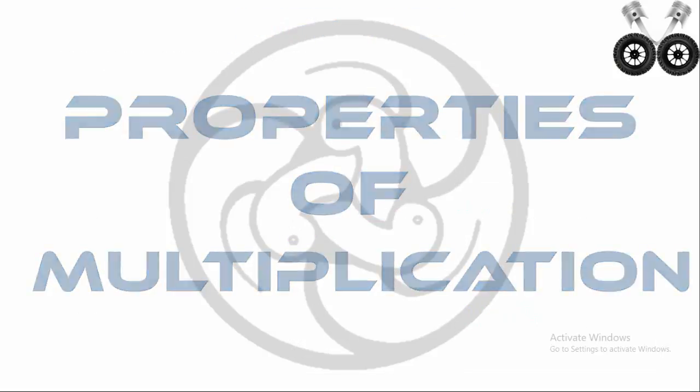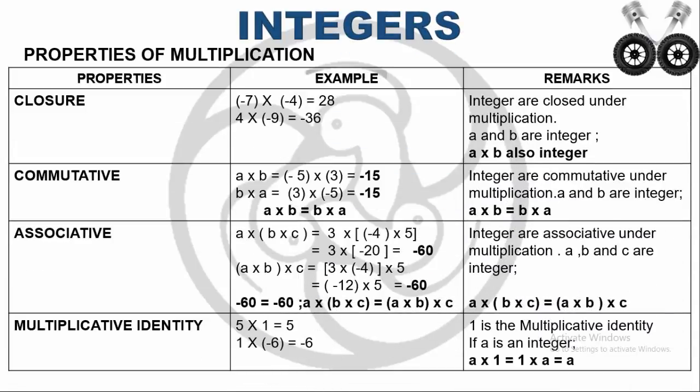So next one is properties of multiplication. The first property is closure. So what is closure? If A and B are integers, then A into B is also an integer. For example, minus 7 into minus 4. Minus 7 and minus 4 are negative integers. Whenever I multiply these two integers, I get the product 28, and since the two integers have the same sign, I put the positive sign. So the answer is 28, and 28 is also an integer.